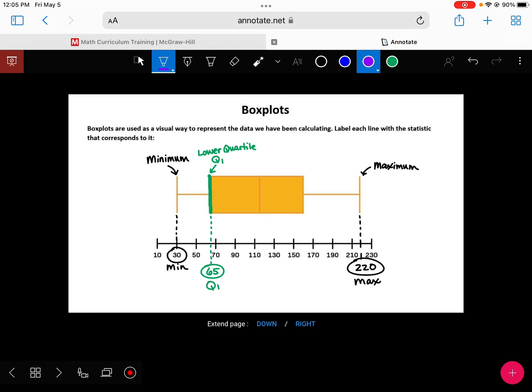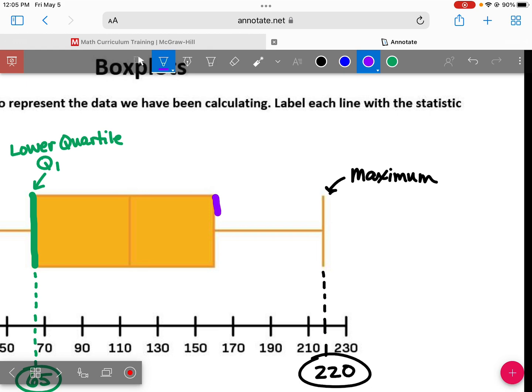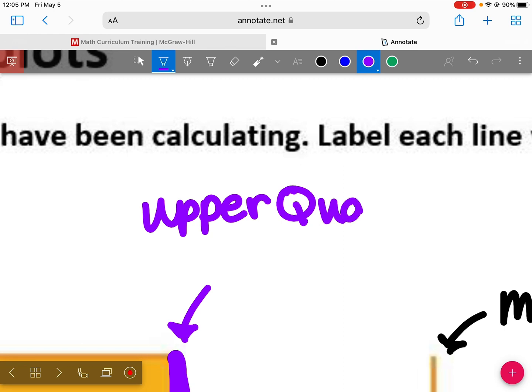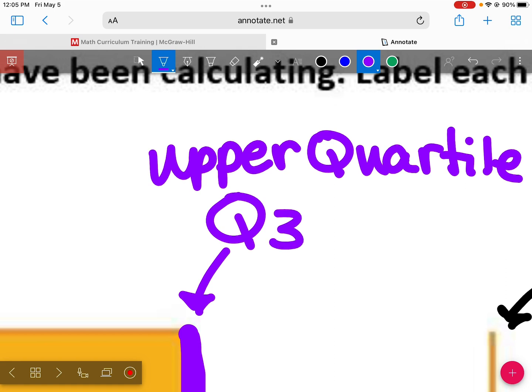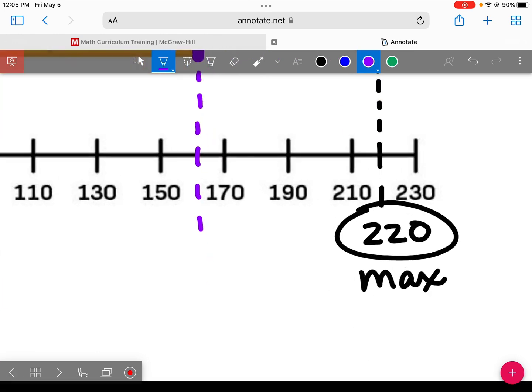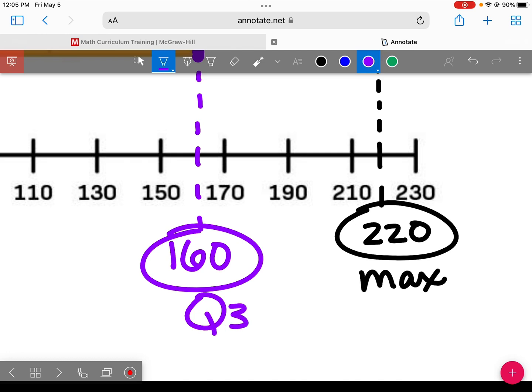All right, so minimum, lower quartile is the edge of the box. What do you think the other edge of the box is representing? The upper quartile, or Q3. So again, I can kind of follow this down. I can't tell exactly where that is, but it looks like it's at about 160.